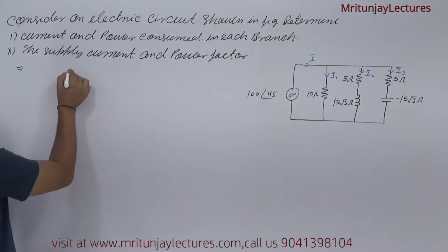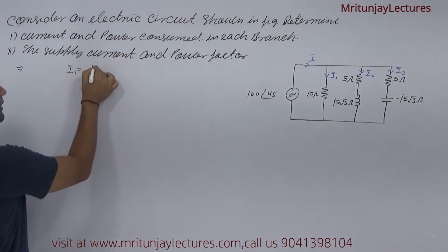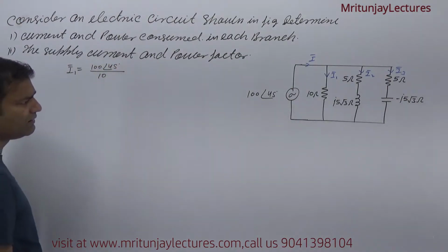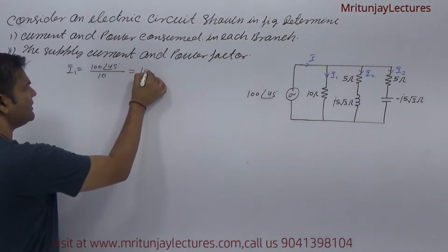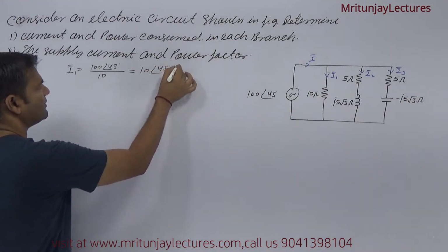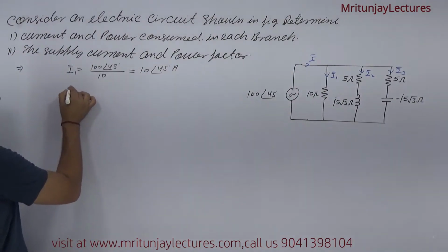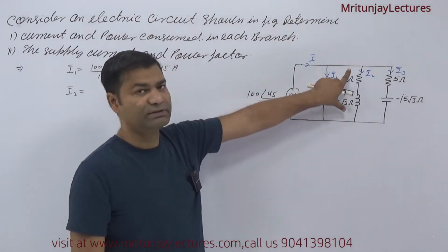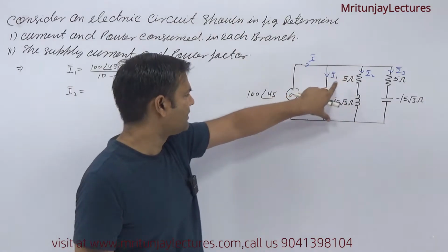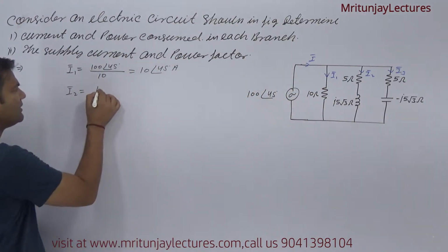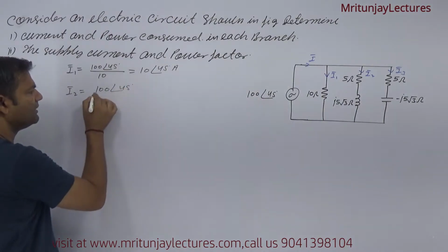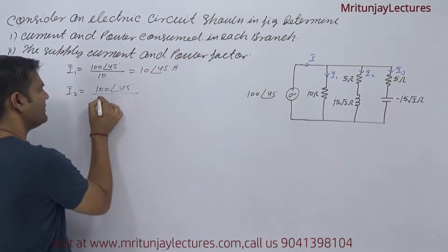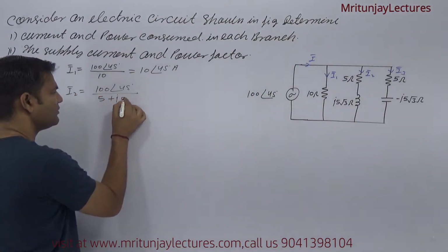So what about I1? I1 is written as 100 at the angle 45 degrees divided by the impedance 10, so that is 10 at the angle 45 degrees. Now what about I2? I2 is written as the voltage across this branch, which is parallel to this one, so 100 at the angle 45 divided by the total impedance of this branch, that is 5 plus j5 root 3.